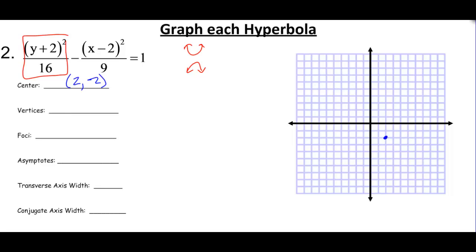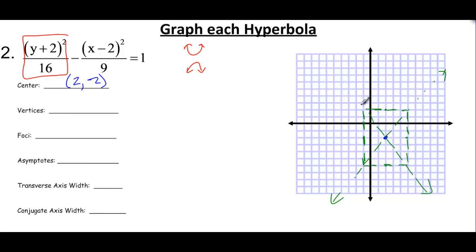Now I'm going to go through and draw the box. I know I'm going to go, this is under the y, up and down 4. Okay. And underneath the x is a 9, so I'm going to go left and right 3. And again, from there, I'm going to just draw in my rectangle and then draw in my 2 asymptotes, which are the diagonals of this rectangle. Okay. And that's the first process that you need to do for every hyperbola.